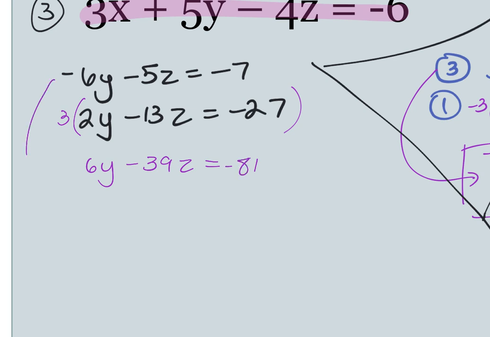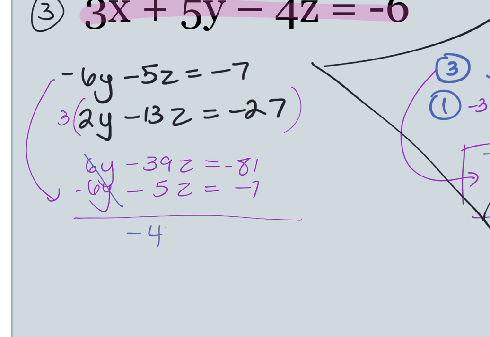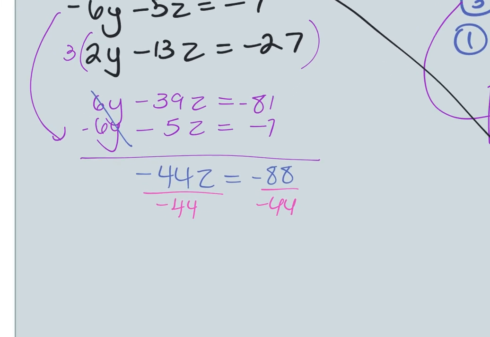And then I'm going to bring down the first one. My y's cancel. Negative 44z equals negative 88. Divide both sides by negative 44. And z equals 2.